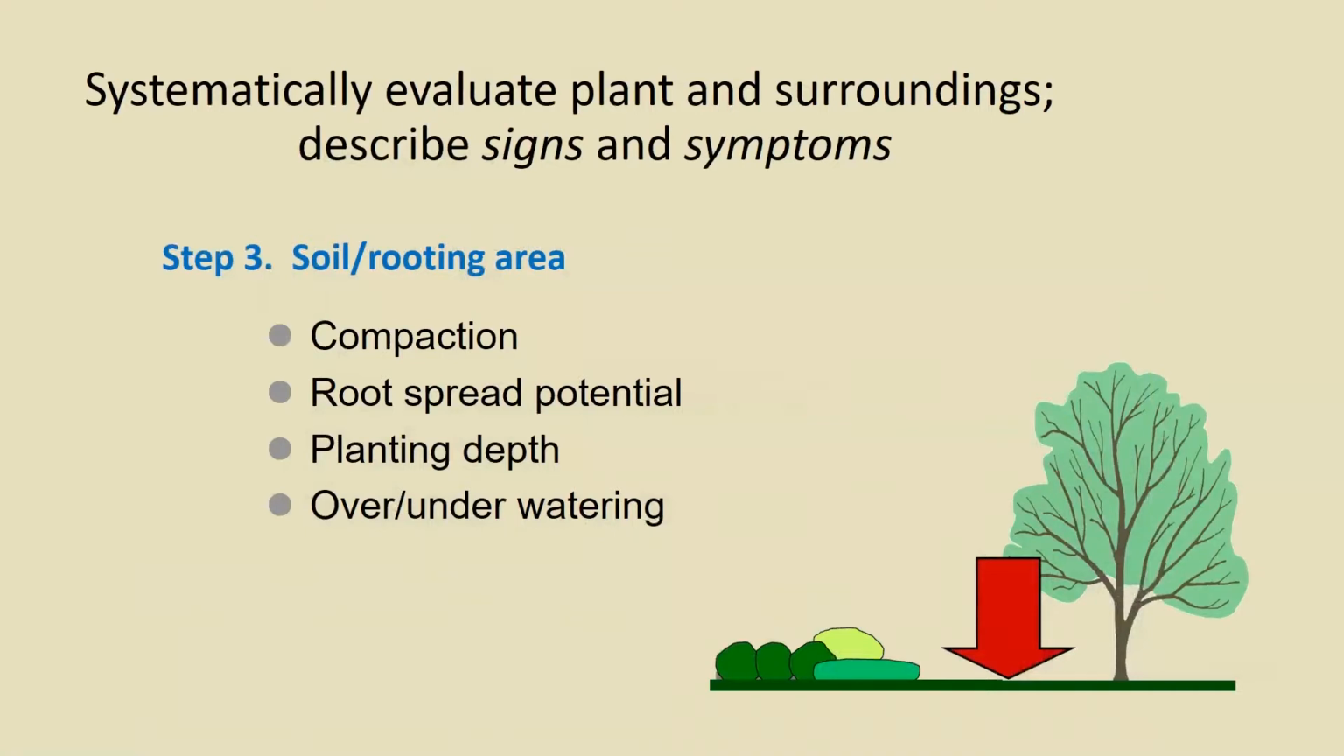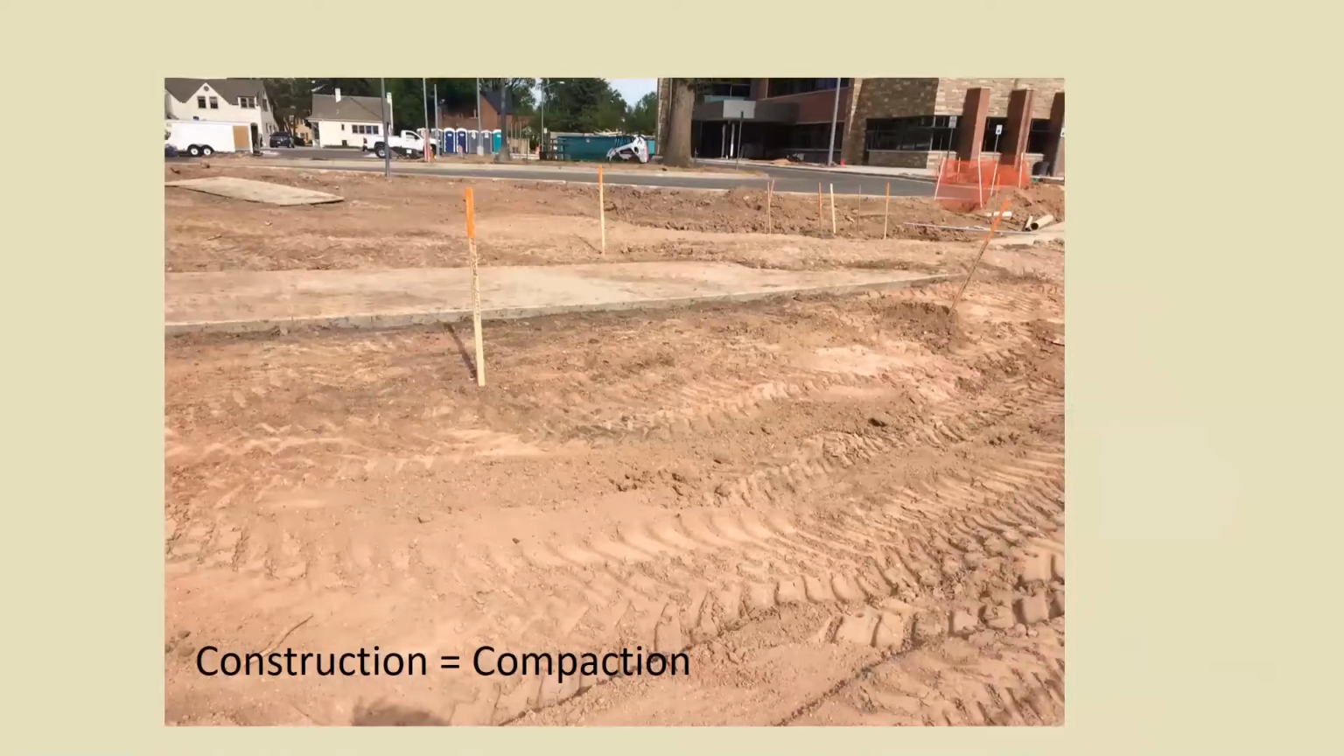Step 3 involves looking at the soil or the rooting area for these types of situations. You know, there's a lot of soil compaction in our landscapes. When we build housing developments, shopping centers, and so on, we need a firm base for those sidewalks, driveways, and foundations. So we compact the soil to firm it.